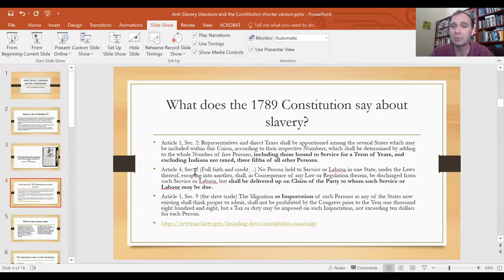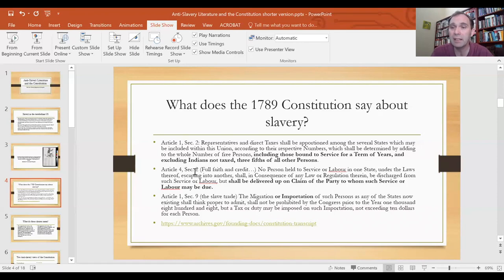The full faith and credit clause, a very important clause of the Constitution in terms of the Union of States, also contains these very disturbing lines. "No person held to service or labor in one state under the laws thereof, escaping into another, shall in consequence of any law or regulation therein be discharged from such service or labor, but shall be delivered up on claim of the party to whom such service or labor may be due." This is sometimes referred to as the fugitive slave clause.